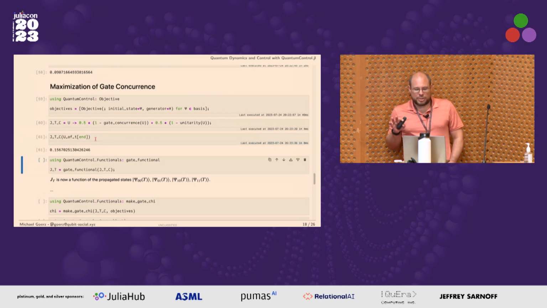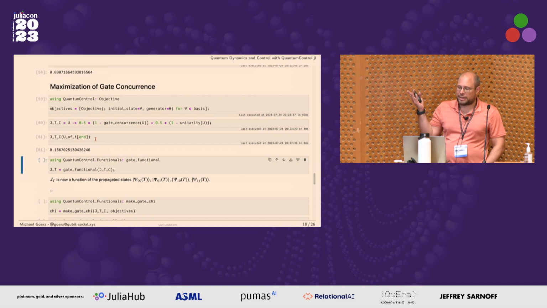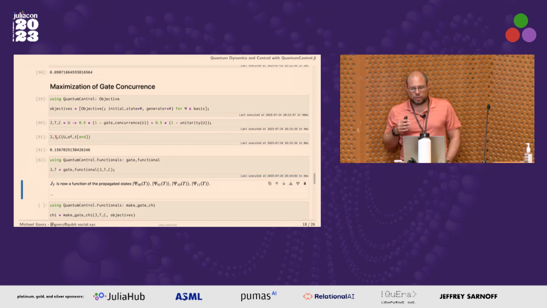And just for formal reasons, this functional that I defined there is a function of a 4x4 matrix. But what we actually need to give the optimization routine is a function that takes the propagated states as input. So we just have this gate function routine here that does that conversion.